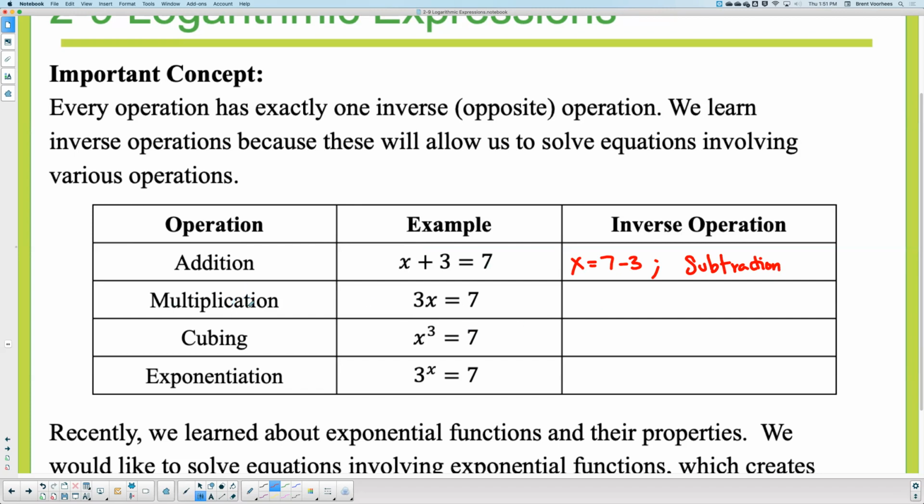And then what about multiplication? If you had 3 times x equals 7, how would you solve it? You would divide. You would say that x is going to equal 7 divided by 3, because what's the inverse operation to multiplication? It's division.